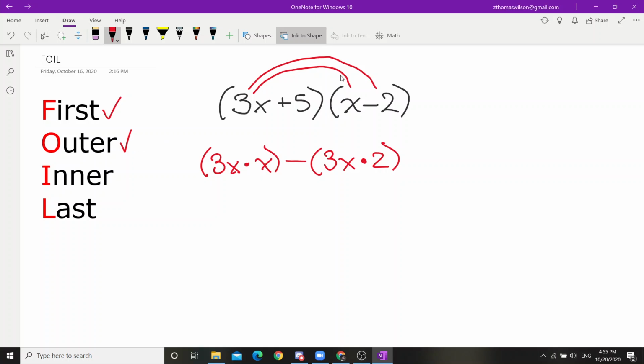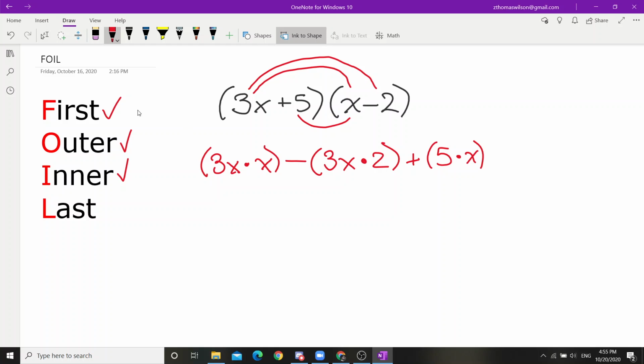Next is inner. Like I said before, since these are the outer, these are going to be the inner. And so you distribute. You can usually distribute on the top again if you want, but I'll just distribute by putting bridges on the bottom. So do 5 times x. So that's done.